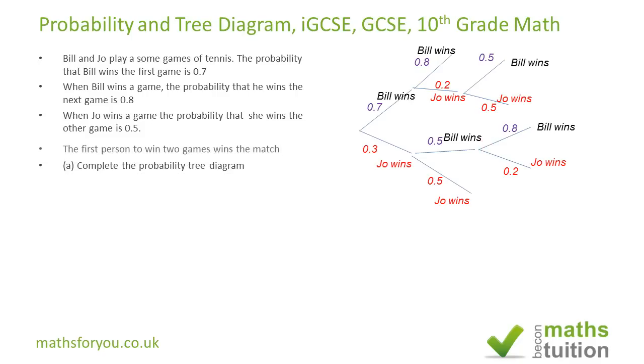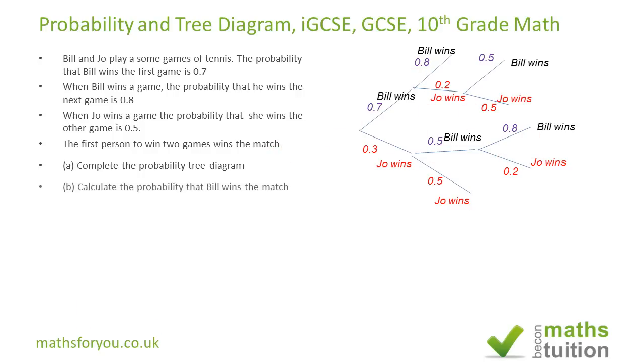Now moving on, it then says the first person to win 2 games wins the match, because there are 3 games. So if you win 2 out of the 3, the first person to get 2 games wins the match. And then it says calculate the probability that Bill wins the match. Okay, let's have a look at Bill's prospect. So that's Bill there. So Bill can win there with a probability of 0.7, and the second game with probability of 0.8. So we got 0.7 times 0.8, that gives us 0.56.